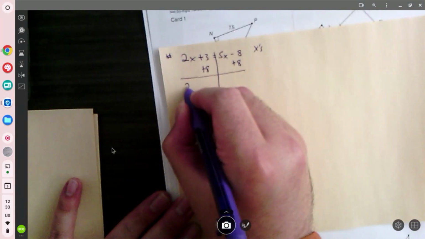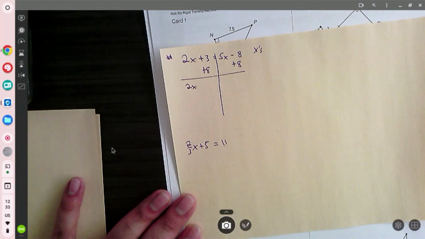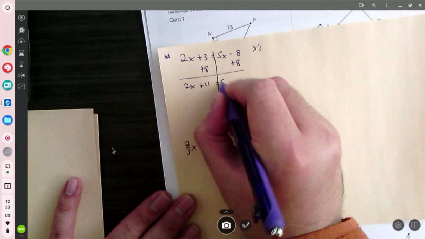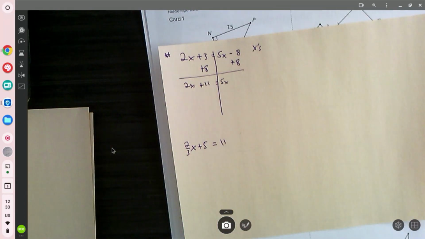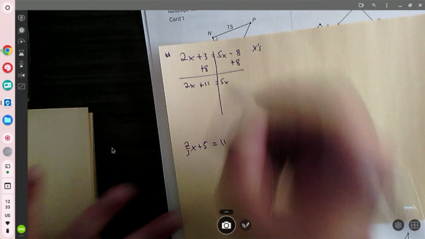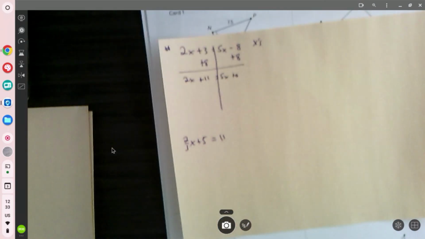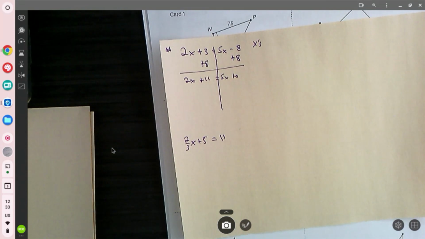Okay, so we're going to have 2x, then we have 3 plus 8, that's equal to 11. And then on the right side, we will have our 5x, and negative 8 plus 8 is going to give us 0. So I don't really have to put anything else after that. If you would like to put a plus 0, that's perfectly fine as well. You can go ahead and put a plus 0, but it is not needed.